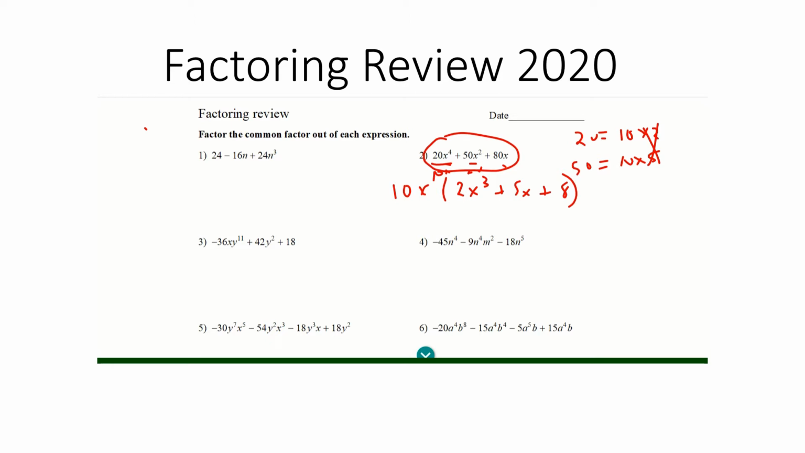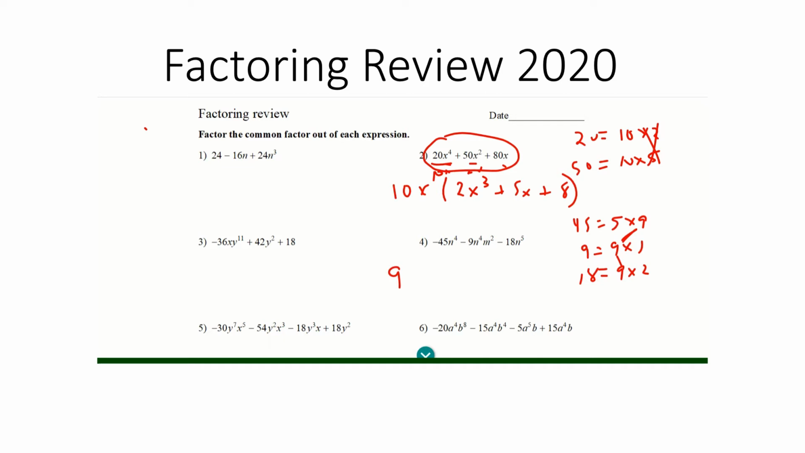Okay, for the second one, and this is stuff we did before we started e-learning. 45, I know that's 5 times 9, which is 3 and 3, but I'm going to leave it like that. 9 I'm going to write as 9 times 1 because I know they have that same common factor. And 18 is 9 times 2. So all three of them have a 9, so my biggest factor is 9.